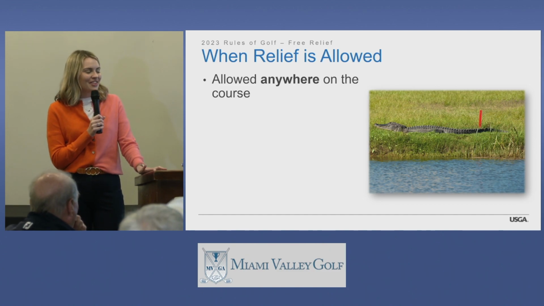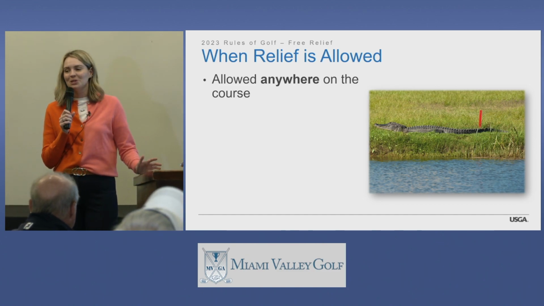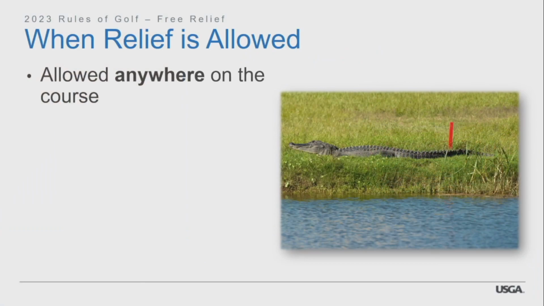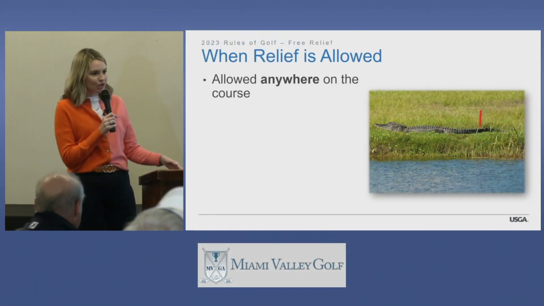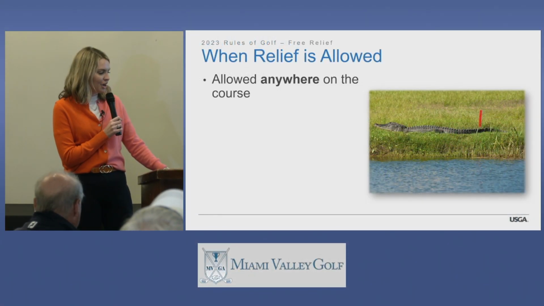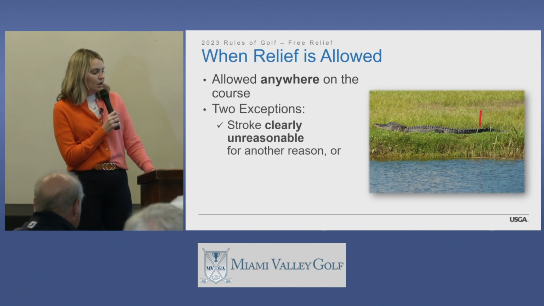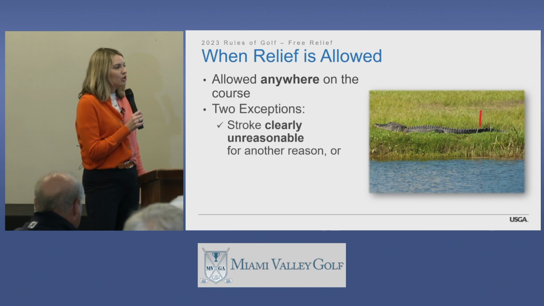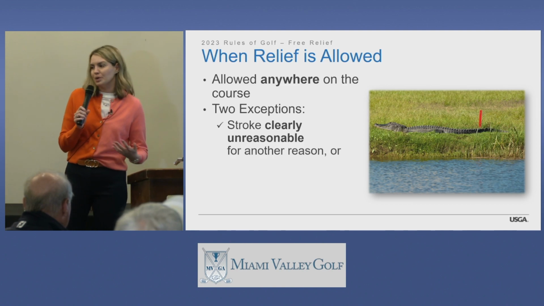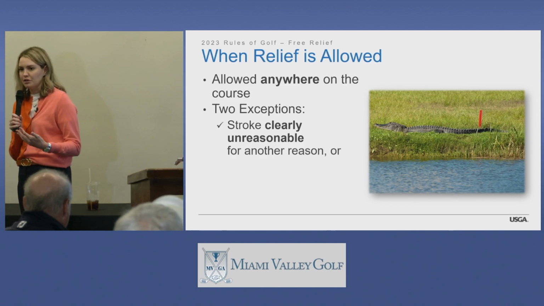Different than what I said with abnormal course conditions, because we're dealing with a dangerous animal and physical harm is at risk, we're going to give relief anywhere on the course, including when a ball is in a penalty area. We have that same exception though, that look, if the stroke is clearly unreasonable, you're not getting free relief.